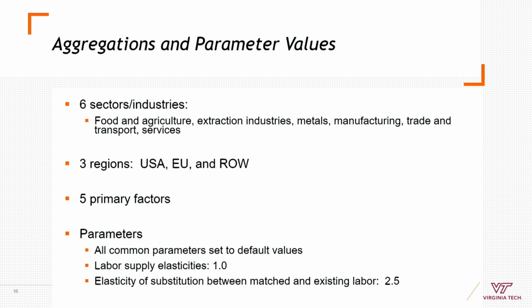So I assume the labor supply elasticities are 1. This is similar to what Halstead and Williams assume. And then the elasticity of substitution between matched and existing is 2.5. Again, I wanted to get it big enough, so I made sure that existing and matched labor are going to be substitutes. So I wanted it bigger than whatever sigma BA was.